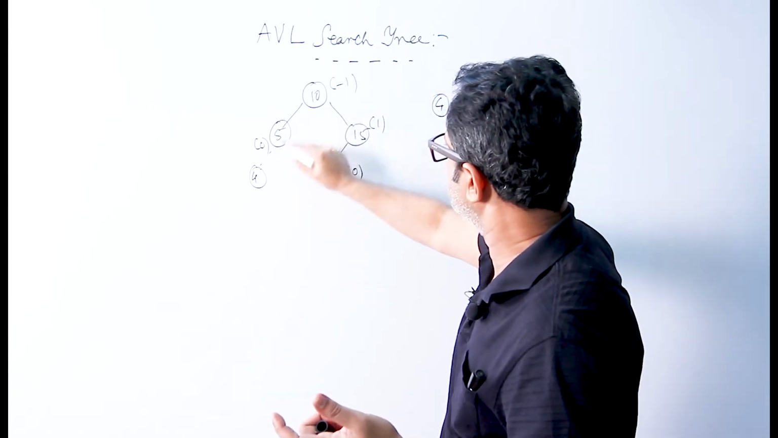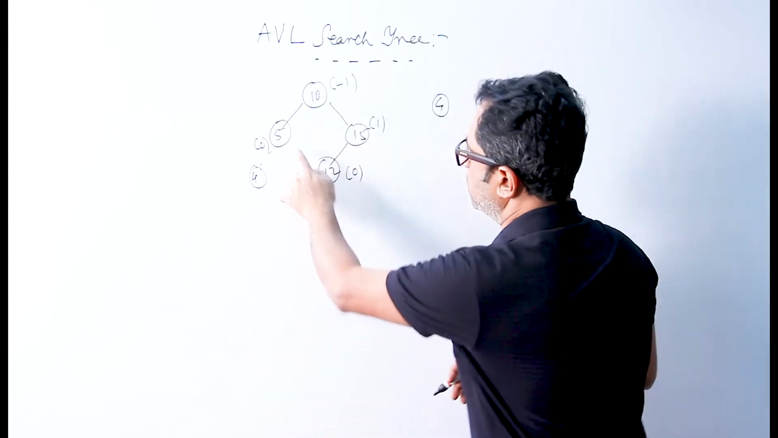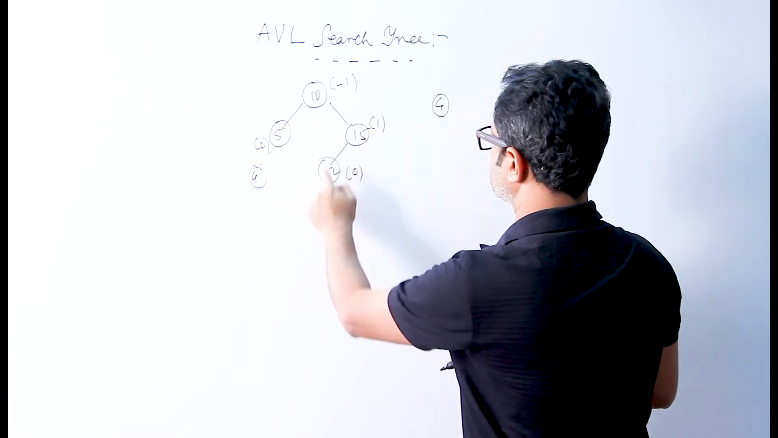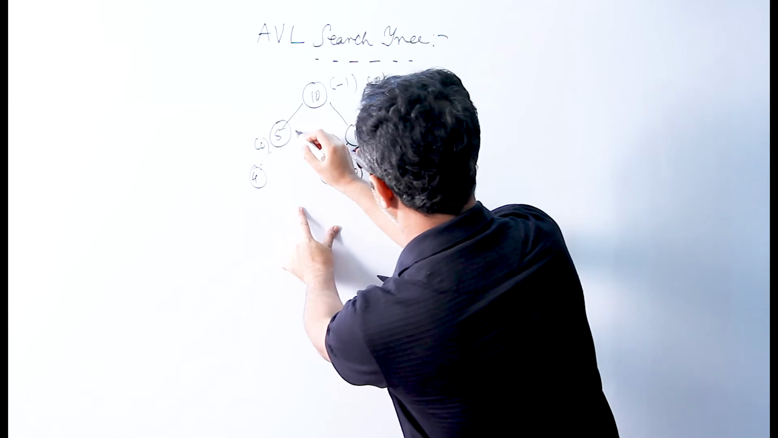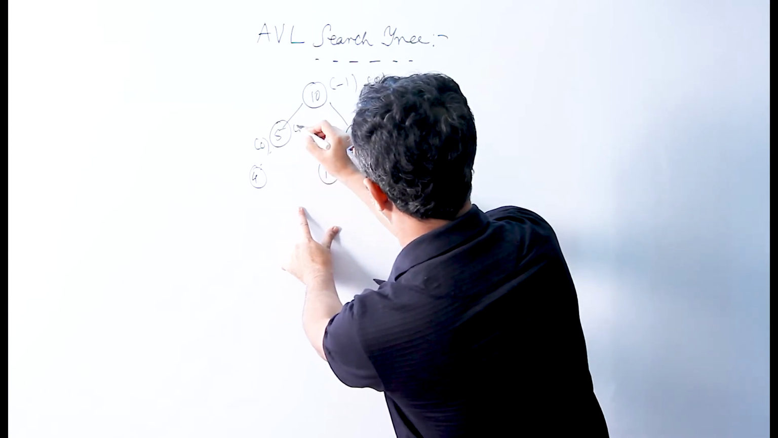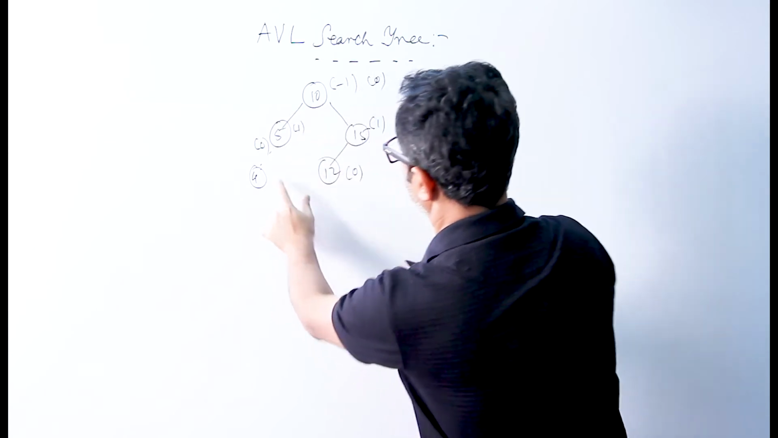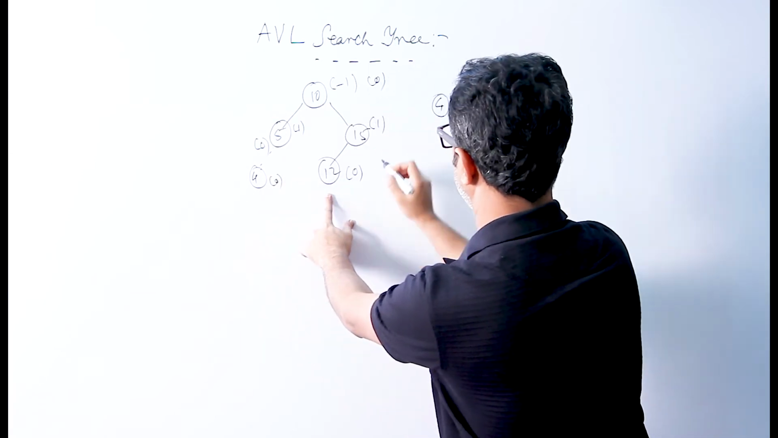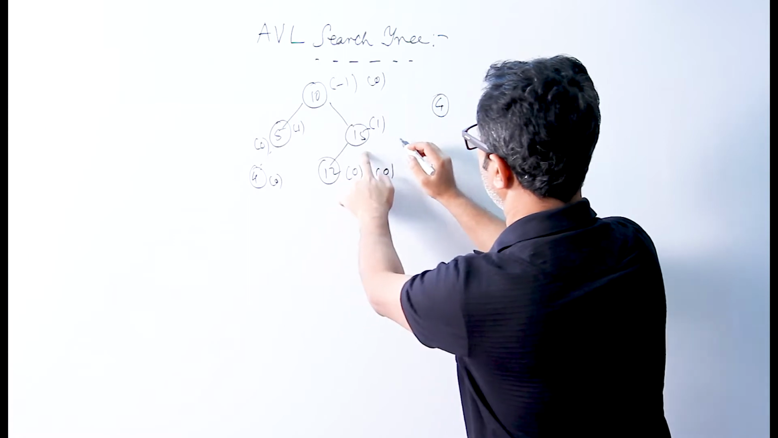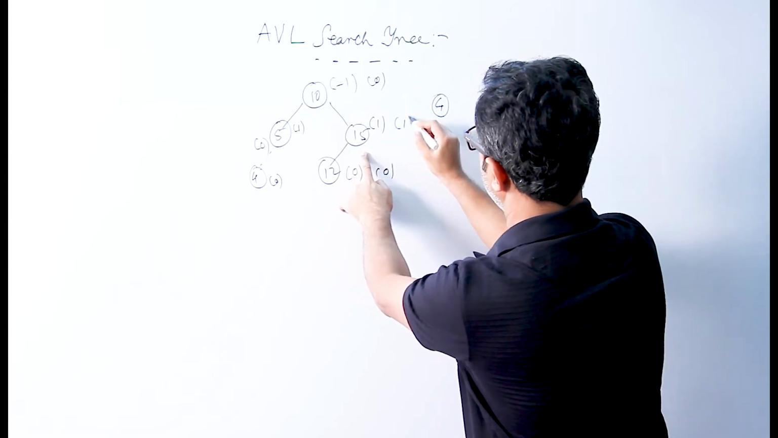Suppose this is the balance factor of 10: 2 is the height of the left subtree, 2 is the height of the right subtree. So 2 minus 2 gives 0. This will become 1 minus 0, which is 1. This will become 0 because 0 minus 0 gives 0. This will remain 0, so I will write 0. This will remain 1, so I will write 1.